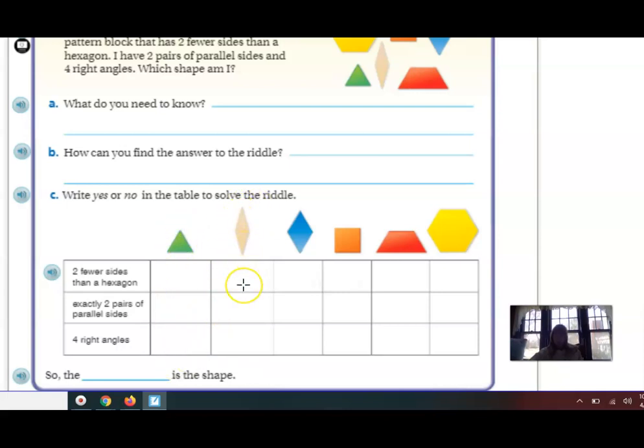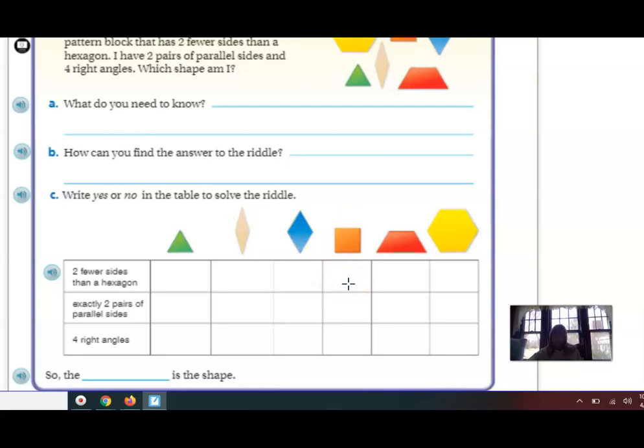Then we go here, and it says 2 fewer sides than a hexagon, so it has 4 sides. Exactly 2 parallel lines, absolutely. But does it have 4 right angles? No, it does not. So then we go next door to our diamond. Yes, yes, and once again, no, because these are pretty much the same shape here. Then we go to our square.